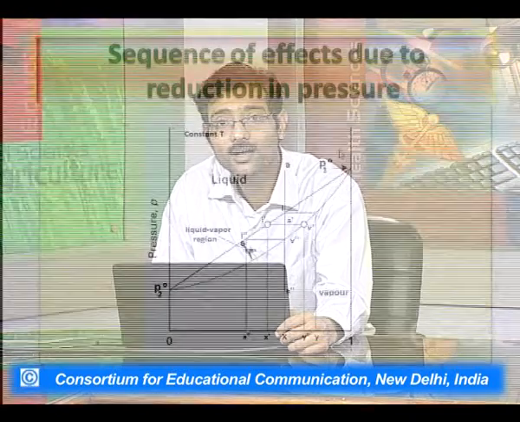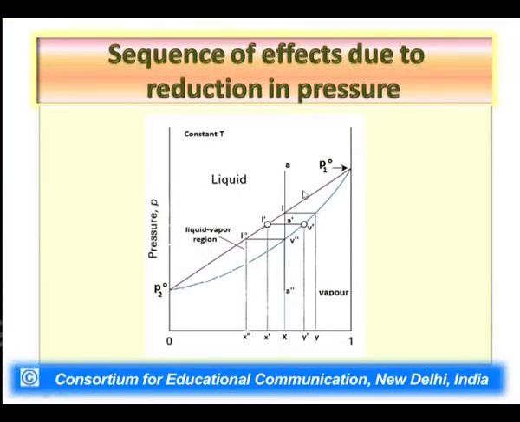Alright, in this module we will try to understand the sequence of effects which get produced when we decrease the pressure on the overall system. So, now let us once again have a look at the vapor pressure versus composition curve of a binary ideal liquid system, and let us try to understand what effects get produced when we decrease the pressure on the system. For that, we can have a look at the vapor pressure versus composition diagram.